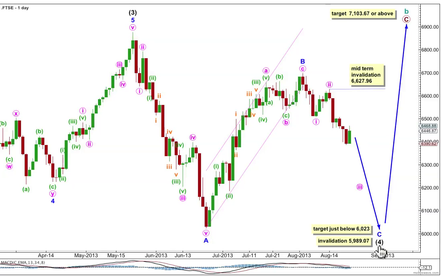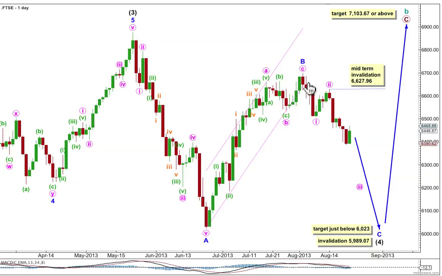An ending diagonal requires all of the subwaves to subdivide as zigzags, including the third wave. It's the only time you're ever going to see a third wave labelled as anything other than an impulse. So let's have a look at this on the hourly chart before we go there. At this stage, I don't have a very good target for minor C for you. I'll expect it to reach at least a little beyond the end of minor wave A to avoid a truncation, so I expect it to end below 6023, but intermediate wave 4 in its entirety may not move into intermediate wave 1 price territory. Movement below 5989.07 would invalidate this wave count.